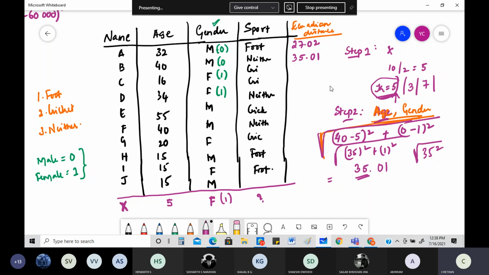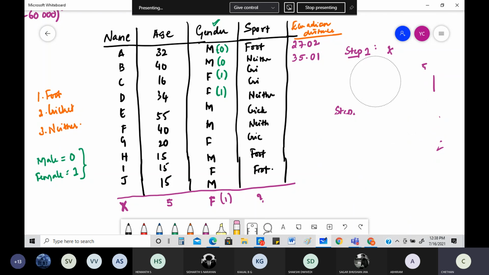Like this, you need to figure out for each and every value. I've already done that, so I'll write these values very fast. 35.01. So what's the next value? You got 11. Next is 9. Next is 50. Next is 35. Next is 15.